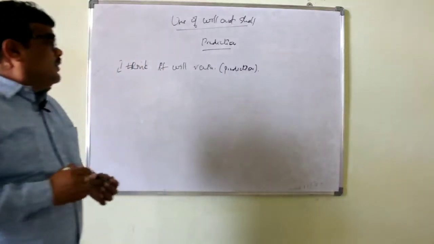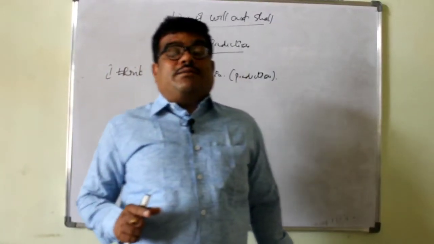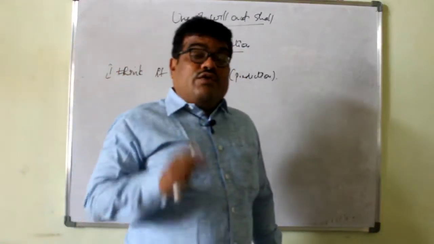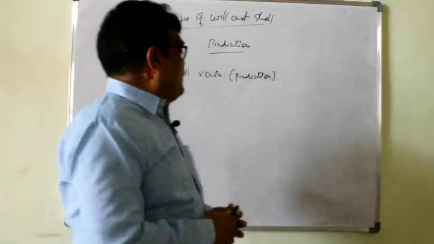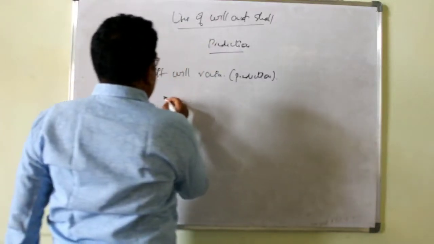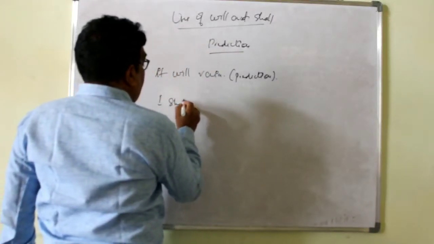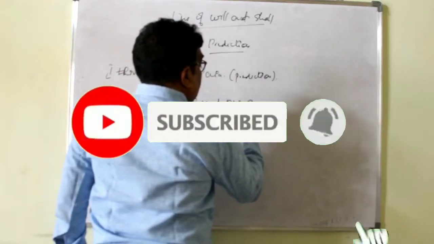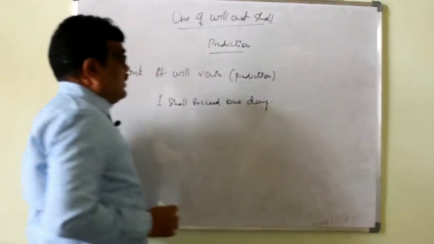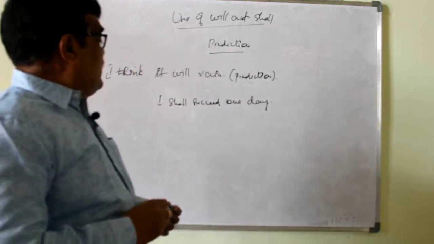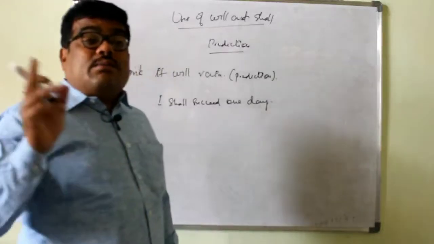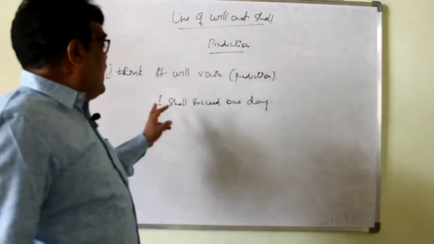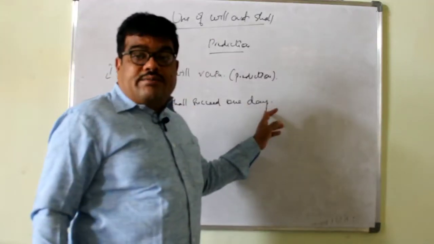Write down. In the first person, in modern English, shall is used. For prediction, we can use shall. For example, I shall succeed one day. Once again, I repeat: in the first person, in modern English, we use shall. So the example for that is, I shall succeed one day.